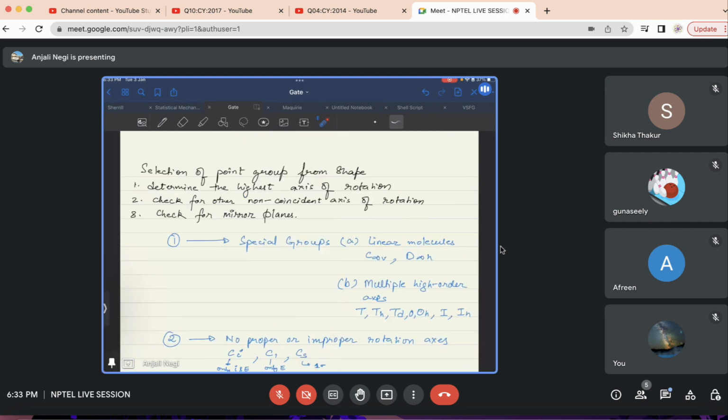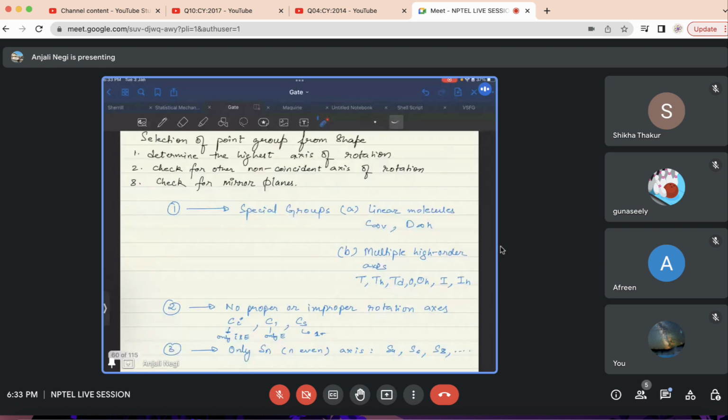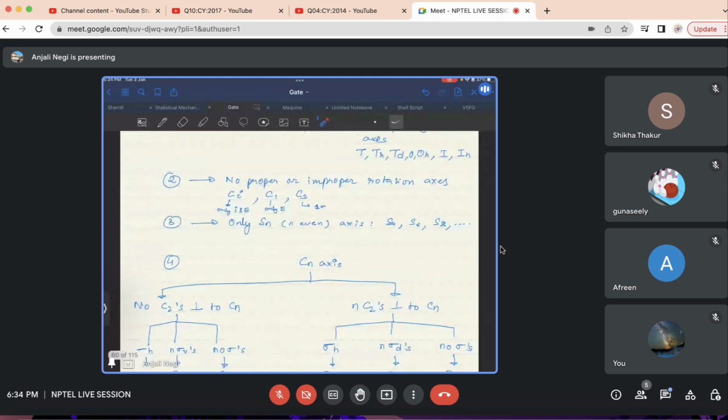Now while selecting the point group from the given shape of the molecule, we go by steps. First we determine the highest axis of rotation, second we check for the non-coincident axes of rotation, and the last one is to check for the mirror planes. So the categories that we can define are in 4 different steps.